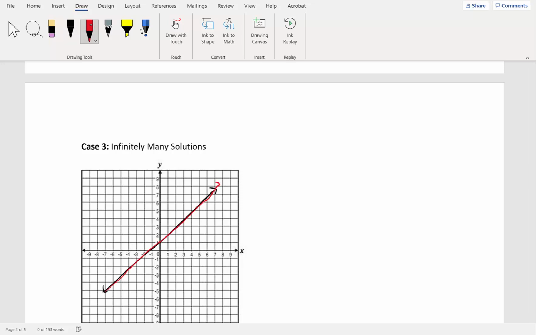So I drew these 2 lines, they overlap each other. With infinitely many solutions, these 2 lines intersect at every single point, which indicates you have an infinite amount of solutions. So when you're graphing these 2 equations, if you end up with the same line, that indicates that you have infinitely many solutions. There's more than one solution for that system of equations.